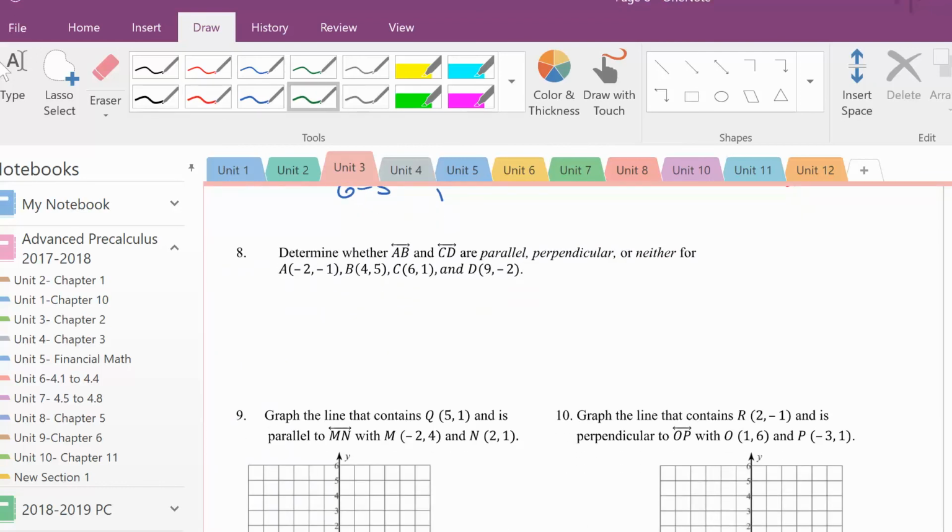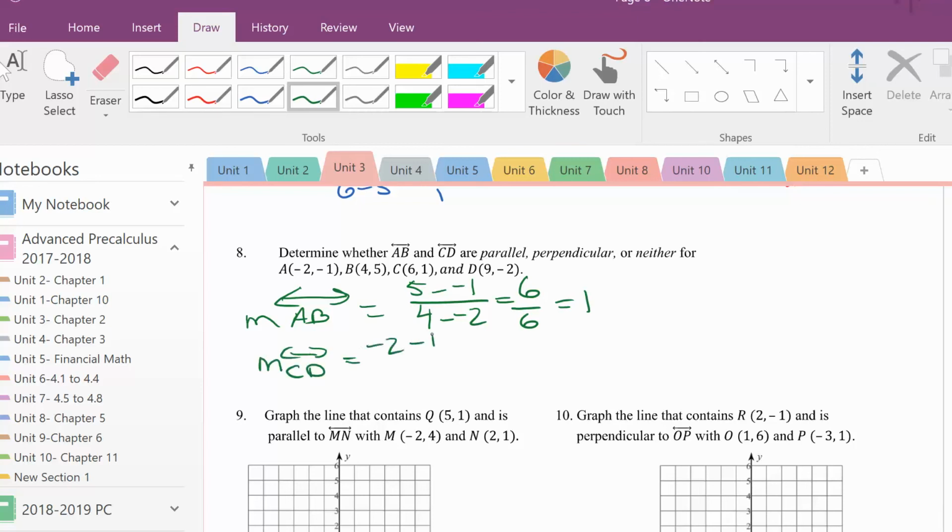So let's look at number 8. So if you look at AB, the slope of AB is 5 minus -1 over 4 minus -2. So it's 6 over 6, which is 1. And then the slope of CD is -2 minus 1 over 9 minus 6. So it's -3 over 3, which is -1. Now they're not the same, so they're not parallel, but 1 and -1 are opposite reciprocals, so the lines are perpendicular.